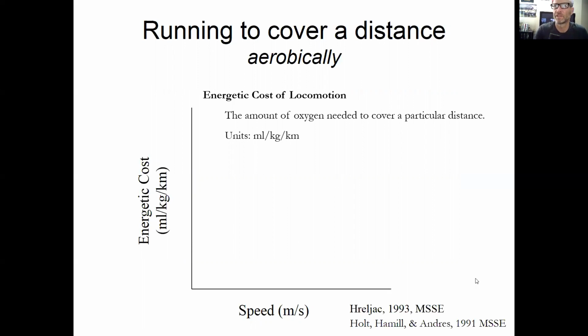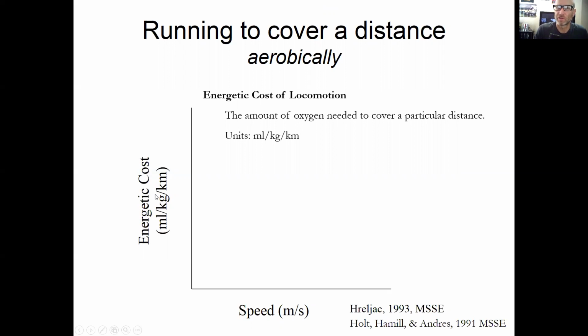Okay, this denominator right here is distance instead of time. So rather than mLs per kg per minute, we're going to use mLs per kg per kilometer for energetic cost of locomotion. So it's a total amount of oxygen. It's as if you took all that oxygen and put it into a bag, and you said, this is how much oxygen was used to cover a distance. Whereas rate of oxygen consumption is how fast we're using oxygen. Okay, two different concepts, but mathematically related. And I want to go through that.